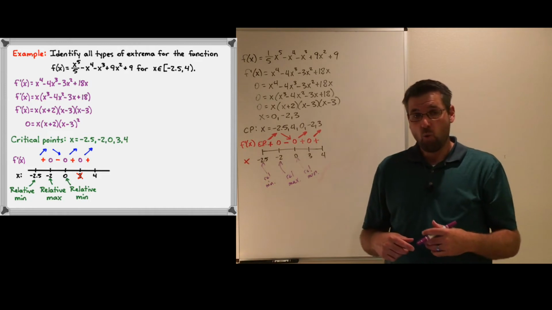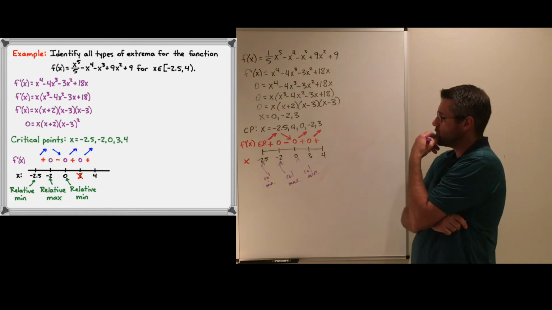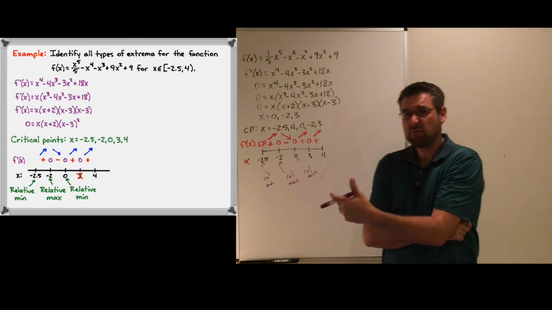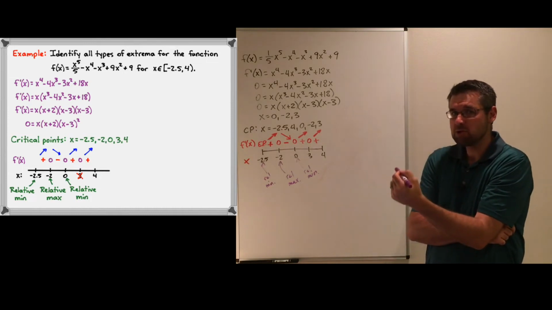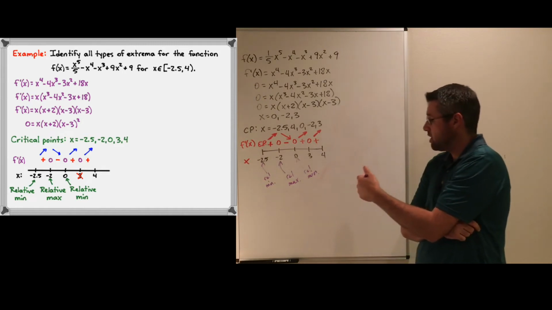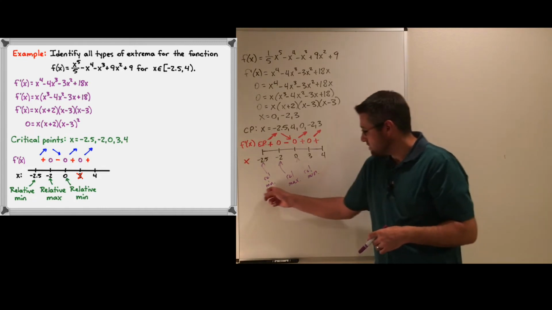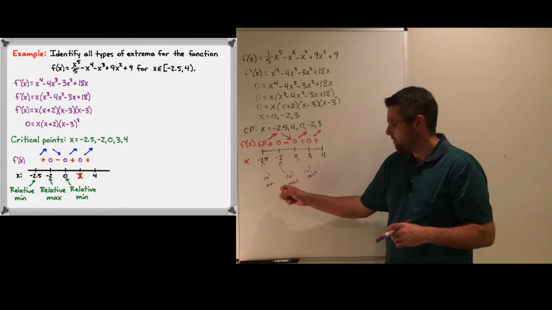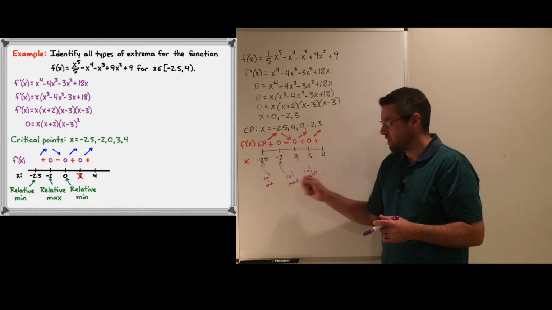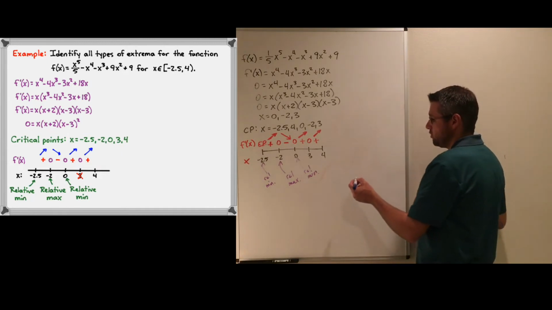Now it says identify all types of extrema for that function. So I'm going to want to figure out what the absolute extrema are. Remember I said a little bit ago that absolute extrema first have to be relative extrema. You can't have an absolute maximum unless it was first a relative maximum. You can't have an absolute minimum unless it's first a relative minimum. So these are now candidates for absolute minimums, and this is now a candidate for absolute maximums.